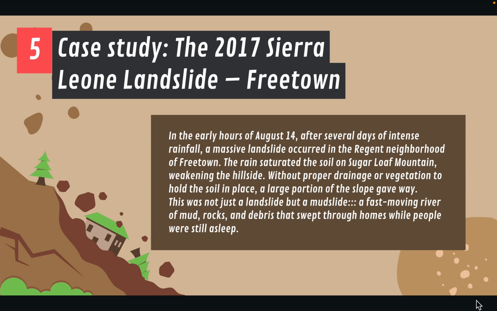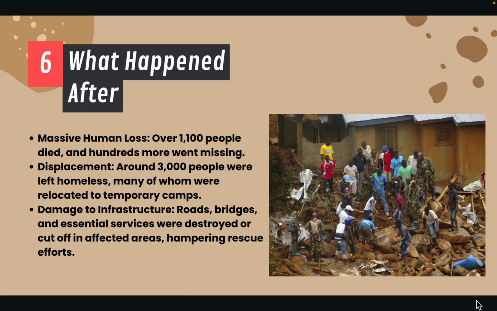So in the early hours of August 14th, after several days of intense rainfall, a massive landslide occurred in the neighborhood of Freetown. The rain saturated the soil and weakened the hillside. Without proper drainage or vegetation to hold the soil in place, like the tree roots, as I said earlier, a large portion of the slope gave way. So this was not just a landslide, but it was a mudslide, right? A fast-moving river of mud, rocks, and debris swept through homes while people were still asleep.